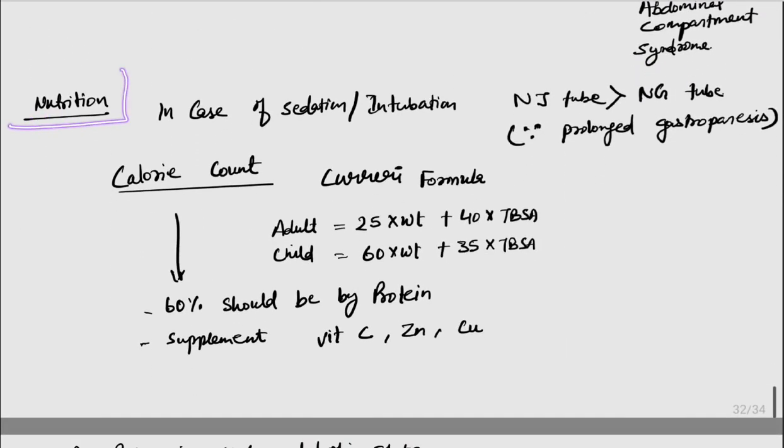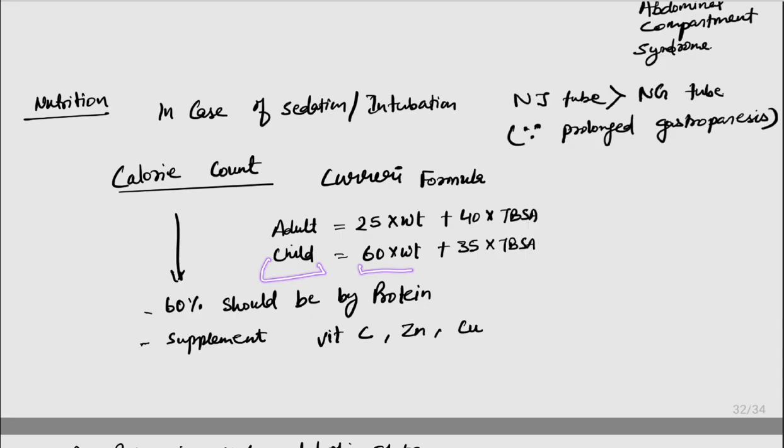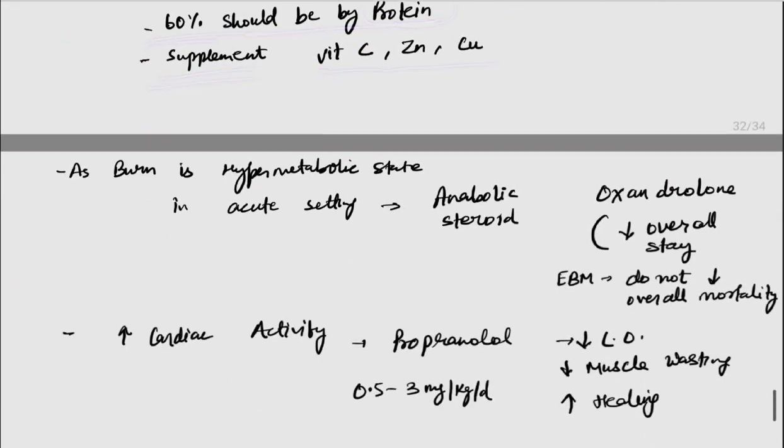Now coming to the nutritional management. In case of a sedated or intubated patient, a nasojejunal tube is preferred compared to the nasogastric tube because there is prolonged gastroparesis. Now coming to the calorie count, we use the Curreri formula. In adults, we calculate it as 25 times weight plus 40 times total burn surface area, and in children, 60 times weight plus 35 times total body burn surface area. Of these calories, 60% should be given by the protein source. You also have to supplement vitamin C, zinc and copper.